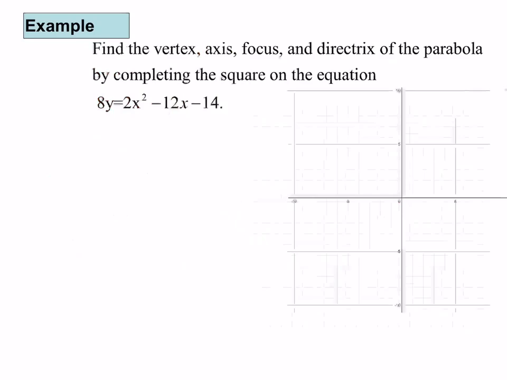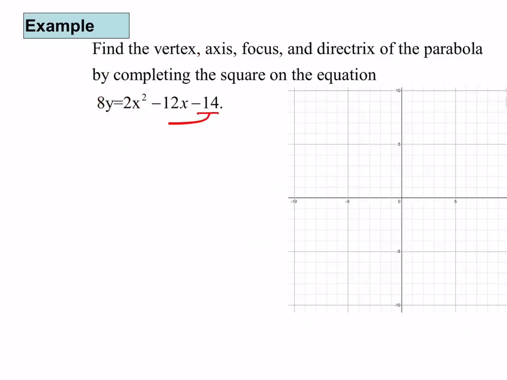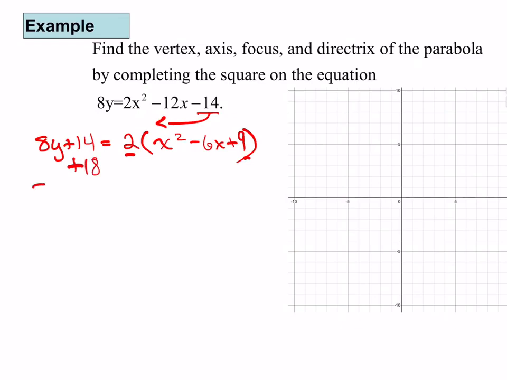then they're going to give us those that we have to complete the square, and you've completed the square on 2 different squares, so now we're going to complete the square on just one. It's a little easier. So we're going to move the 14 over to the other side, and we get 8y plus 14 equals 2. Go ahead and factor that 2 out. x squared minus 6x. And then half of 6 is 3, squared, plus 9. But with 2 times 9 to the other side, plus 18.